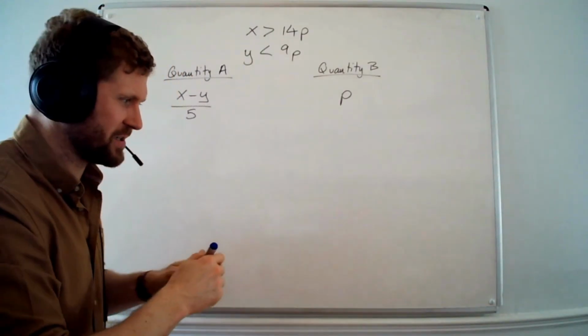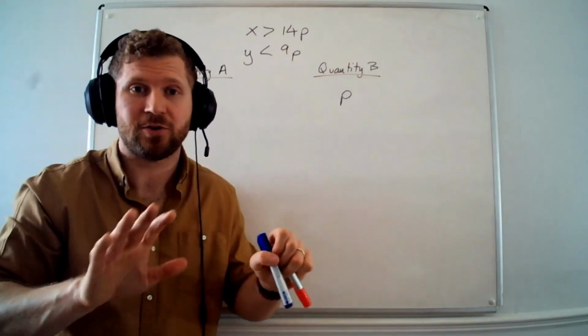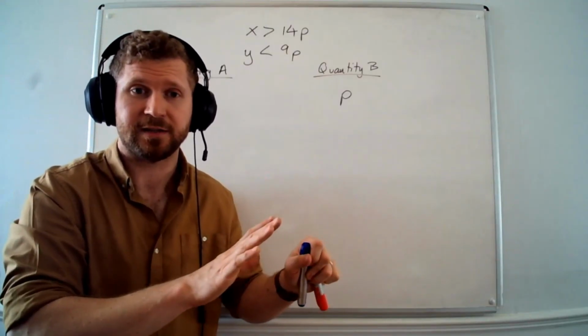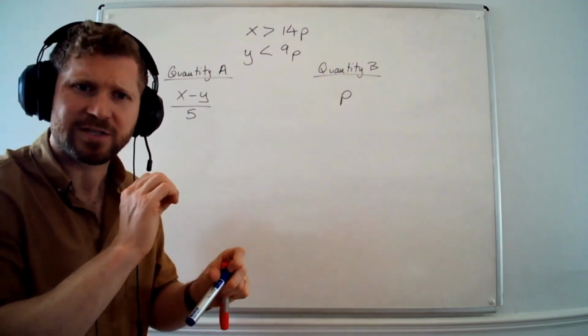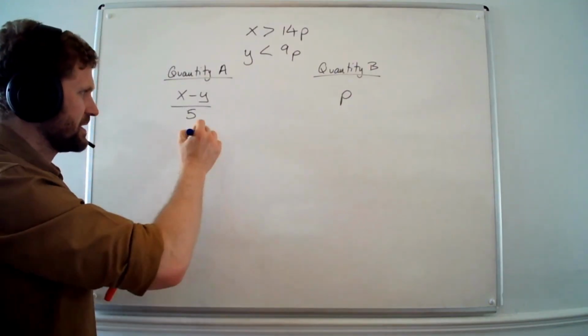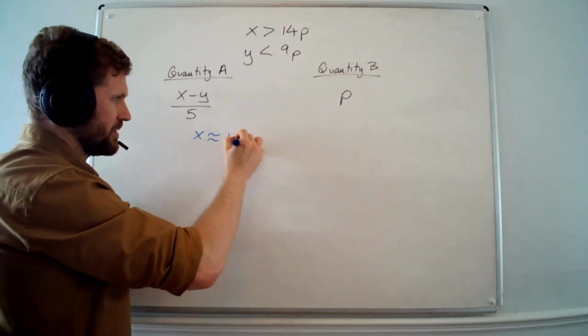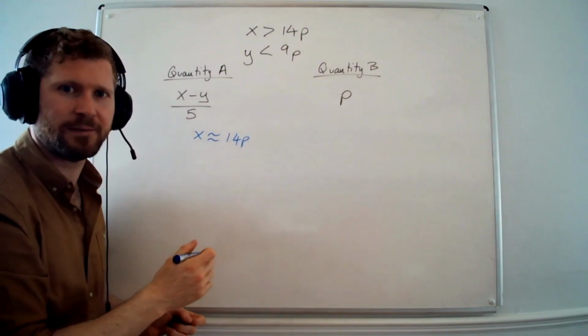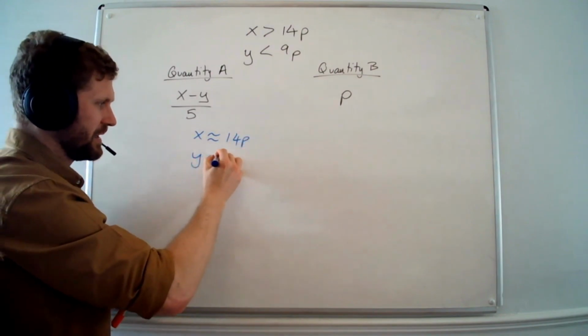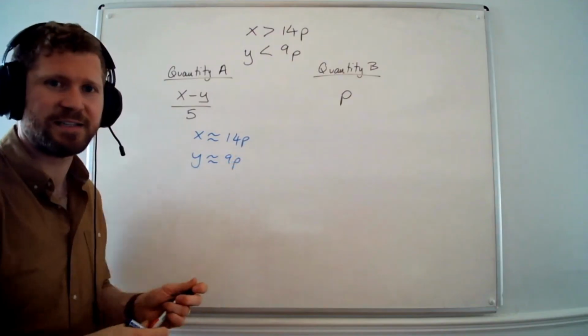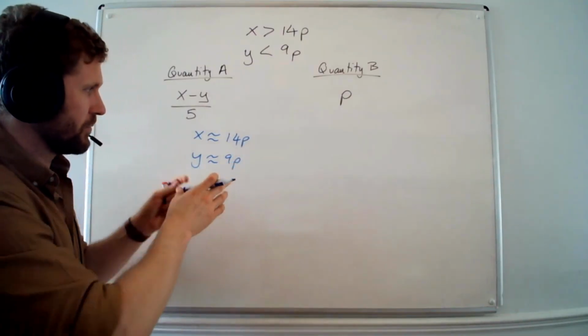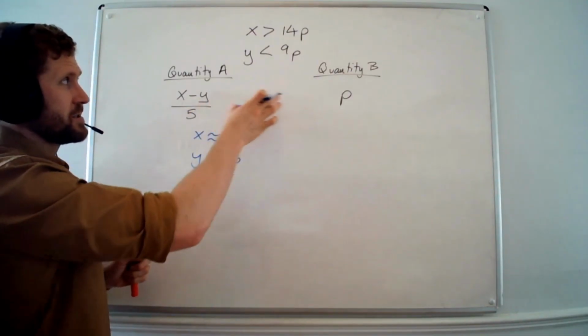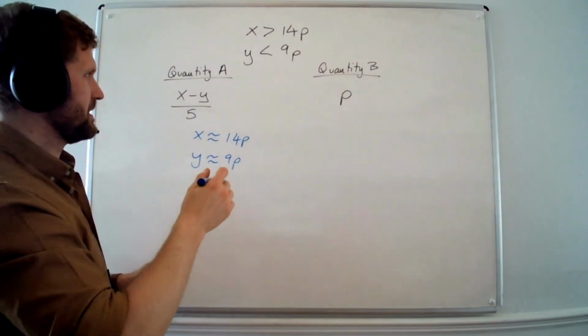So just like a few questions back when we said x cannot be 14p, it's greater than it. But let's say it's as close as possible to it. And so let's just approximate what happens if x is 14p. And in a similar way with y, I'm going to approximate what happens when it is 9p. When I do that, now I can start to compare quantity A and quantity B here.